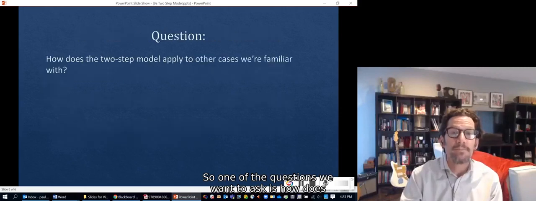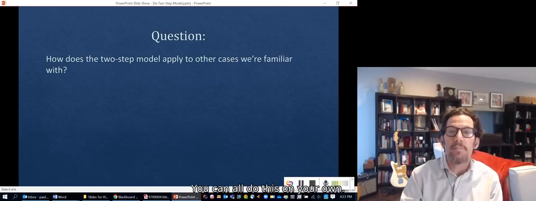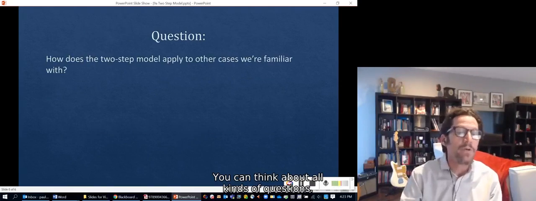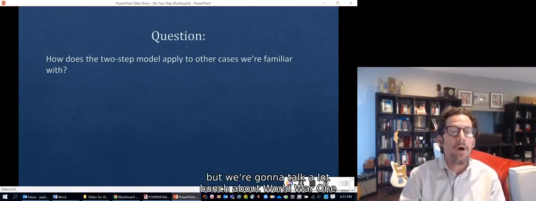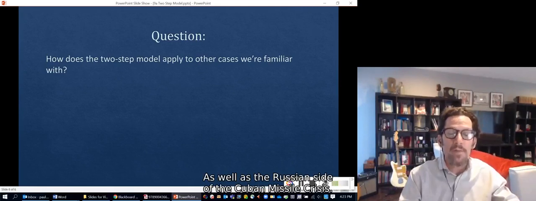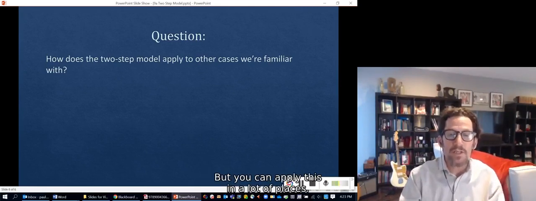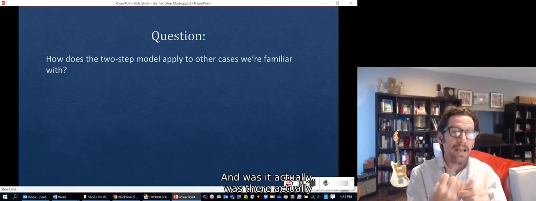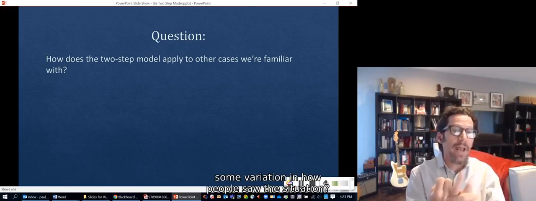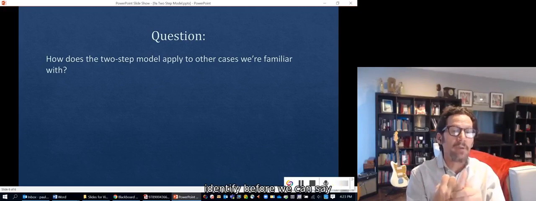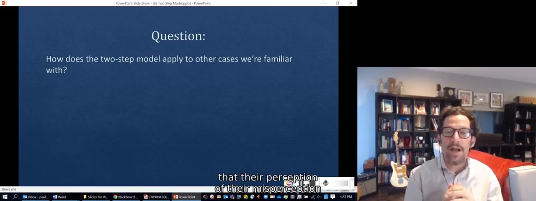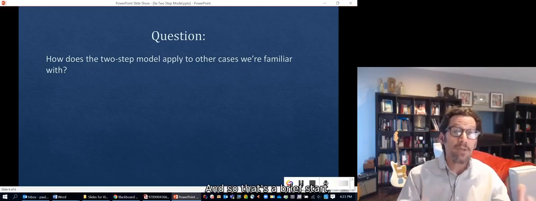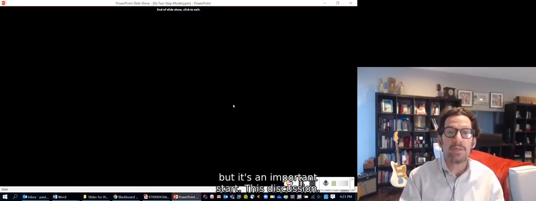So one of the questions we want to ask is, how does the two-step model apply to other cases that we're familiar with? You can all do this on your own. You can think about all kinds of questions. I've used mostly American examples, but we're going to talk a bunch about World War I as well as the Russian side of the Cuban Missile Crisis. But you can apply this in a lot of places. Did the actor have latitude to make different decisions? And was there actually some variation in how people saw the situation? Those are the two things that we have to identify before we can say that their perception or their misperception really shaped outcomes. And so that's a brief start, but it's an important start to this discussion.